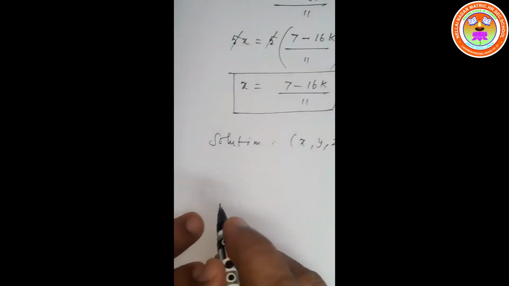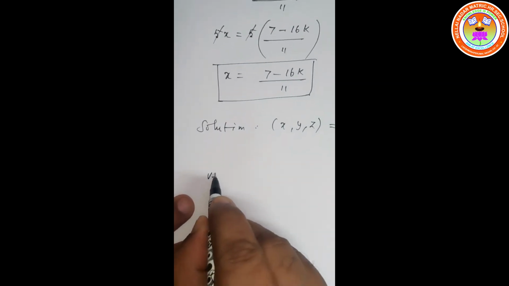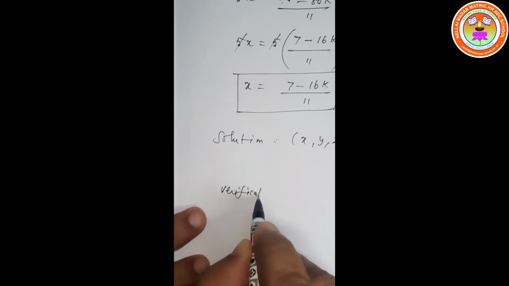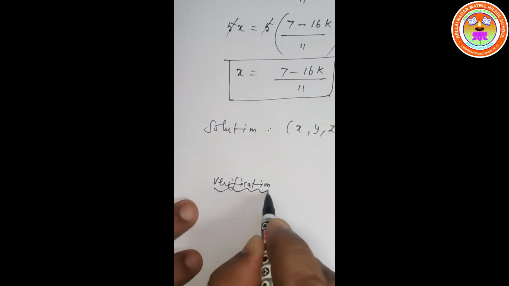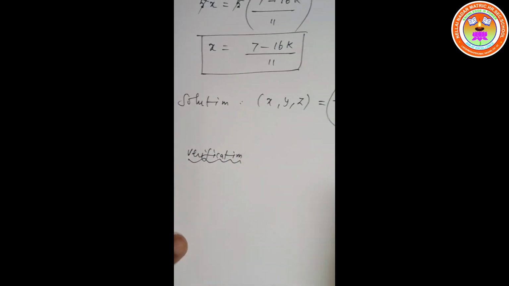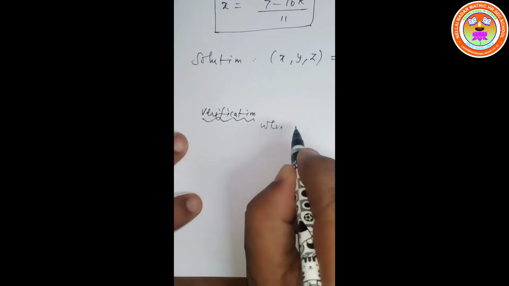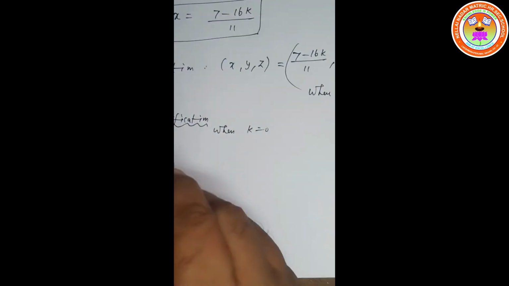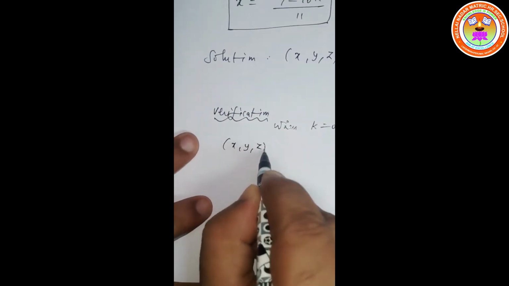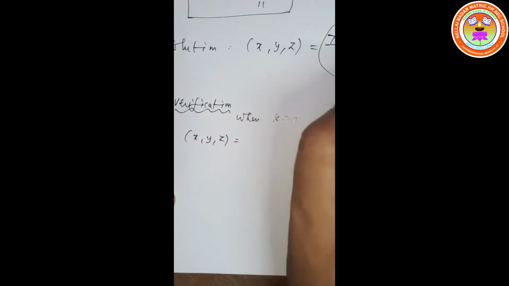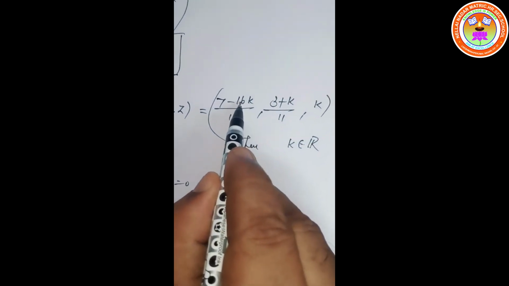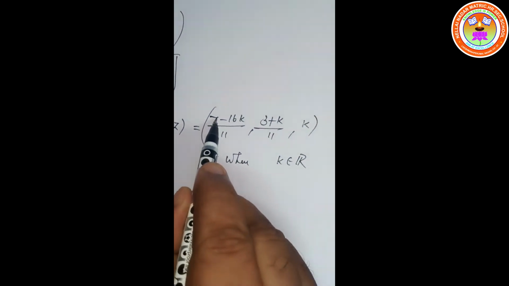We can verify by considering any one value. Verification. I consider k as 0. 0 belongs to the real numbers, no? When k is equal to 0, what about x, y, z? I am going to replace k by 0 over here. If you replace k by 0, you will get 16 into 0, 0 only. So only 7 by 11.